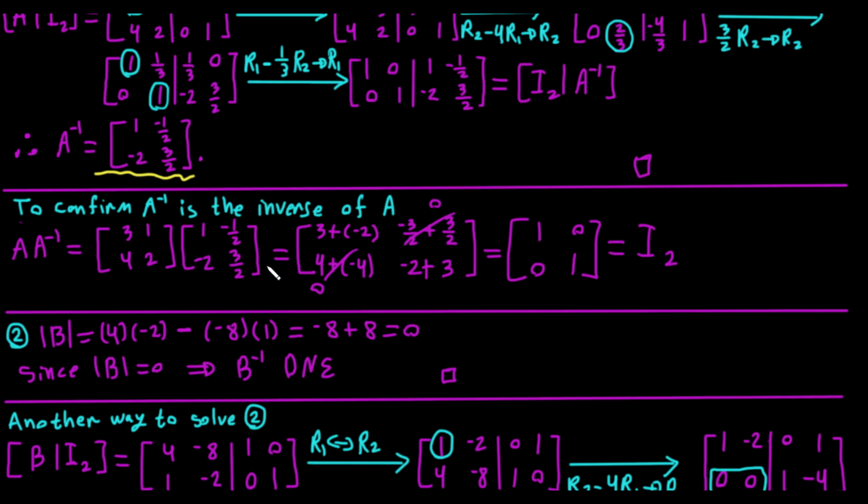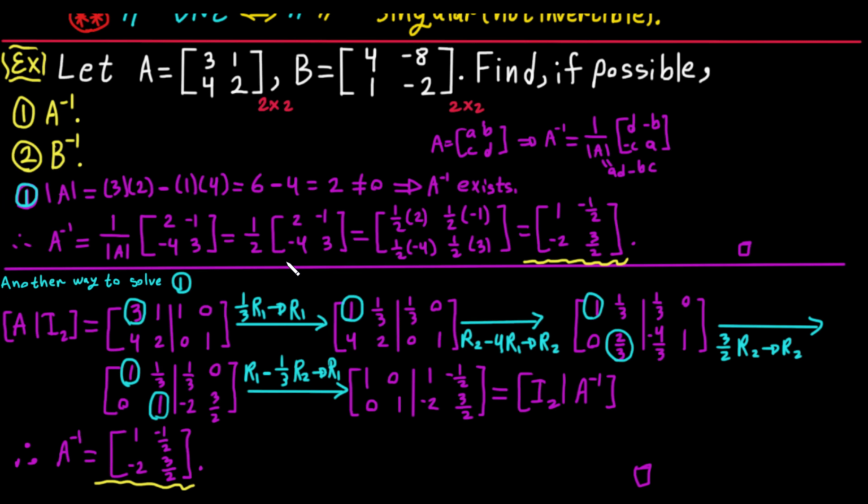That's it. I hope this example is clear for you. In the next video we will solve a 3 by 3 matrix using this method, but sometime in the future we will use the other method for 3 by 3, and we will explain what the adjugate or adjoint of the matrix is to find the A inverse.